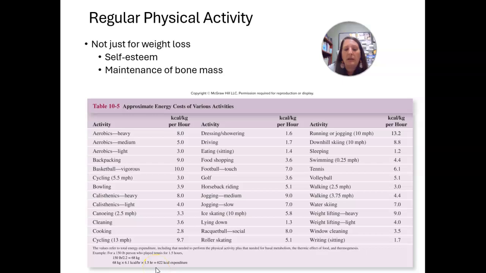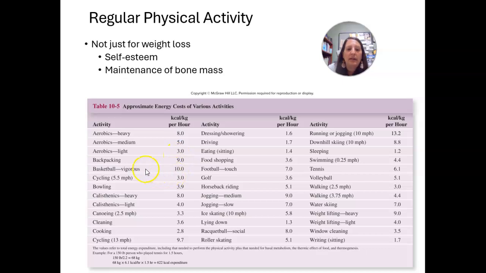How many kilocalories you're burning. Okay, so you'd have to take whatever your weight is in pounds divided by 2.2 to give you kilograms. You take that number times whatever the exercise is per hour to get the number of kilocalories that you would burn per your weight in an hour.